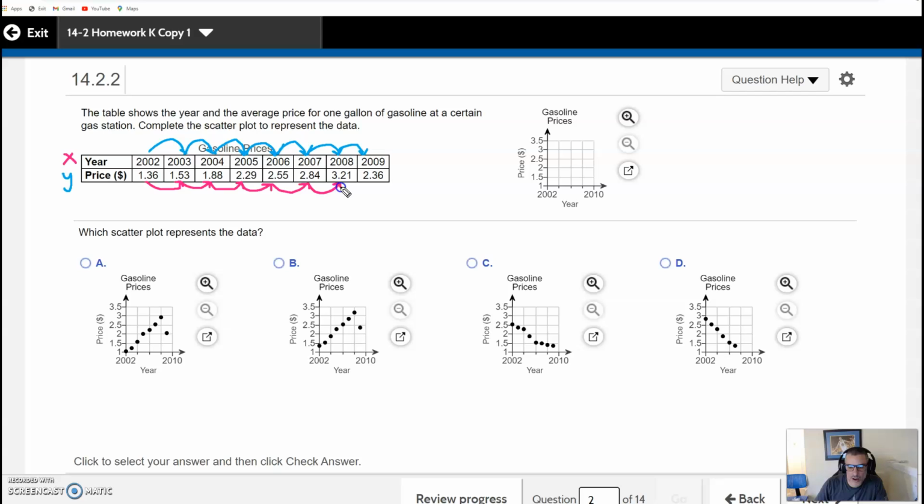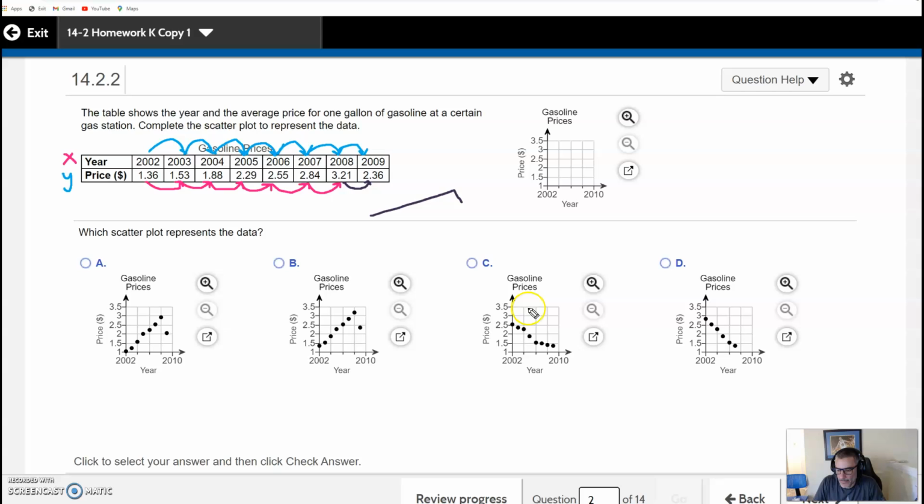It goes up all the way until this last one, and then we have a dip here. I'll use a different color. We do have a dip, but for this whole stretch, the price is increasing, and then finally we have a dip. So the price is increasing, and then we have a dip. So look at our graphs. I can immediately eliminate 2 graphs.